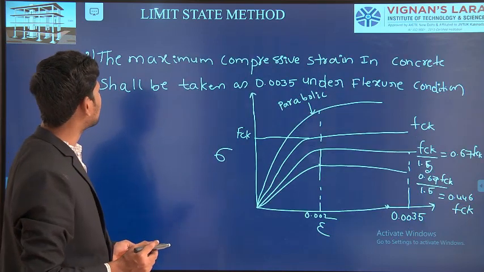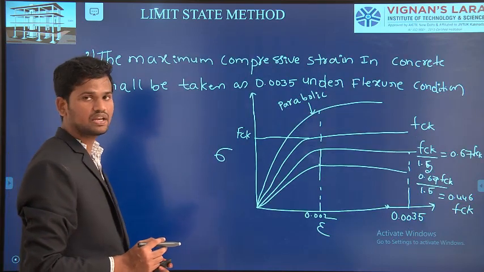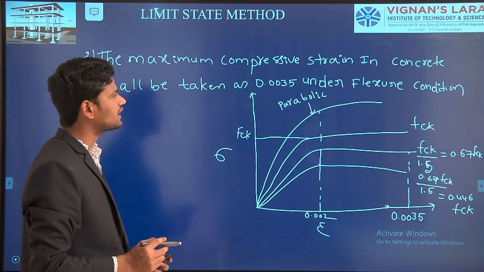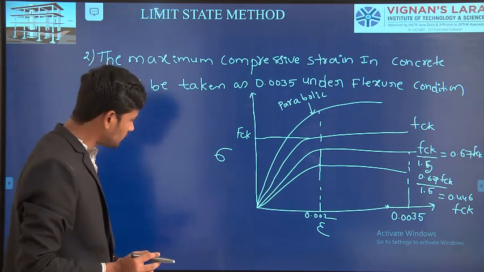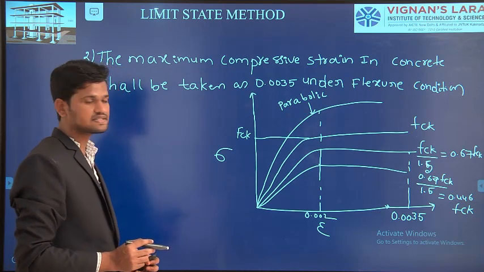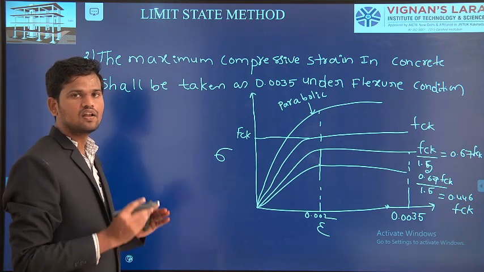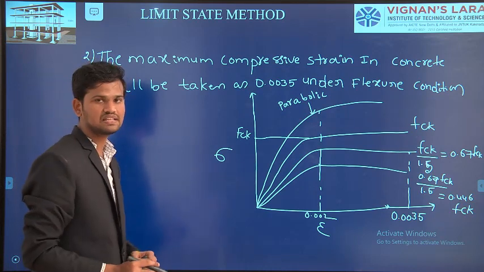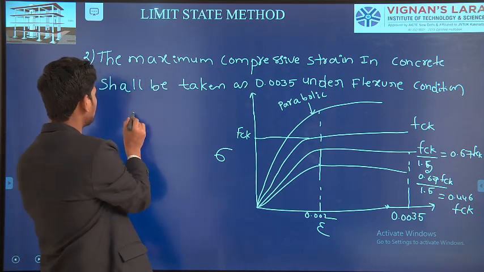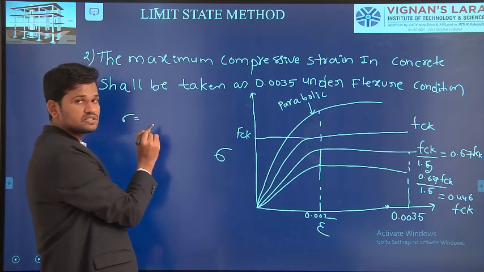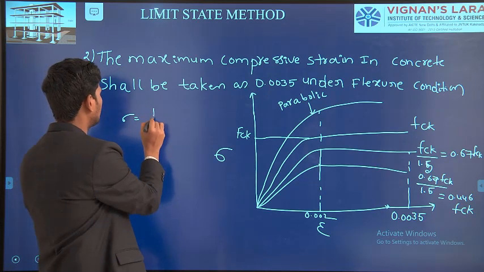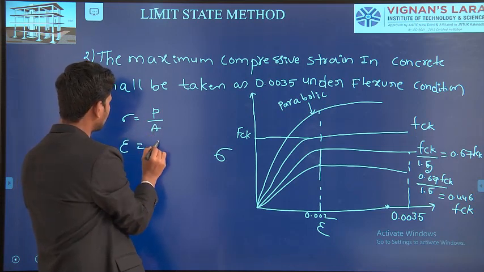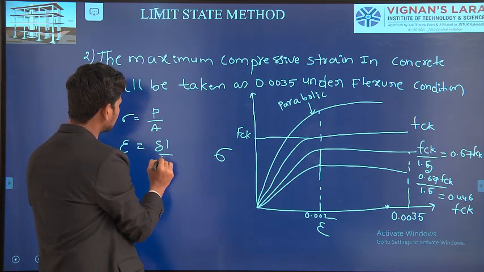And the second one is that the maximum compressive strain in concrete shall be taken as 0.0035 under flexural condition. We'll be discussing this deeply. Now I'll explain what is meant by stress and what is meant by strain. Stress we already know, stress is nothing but resisting force per unit area, or load by area. Strain we already know, strain is nothing but change in length by original length.